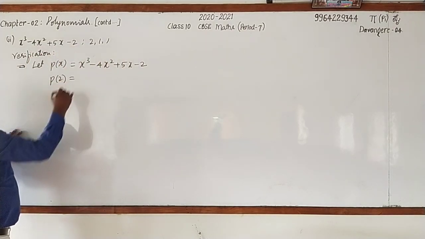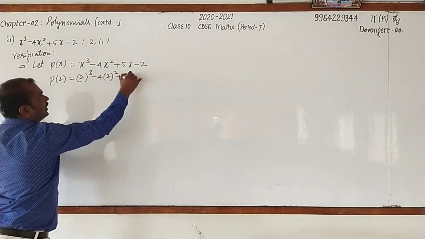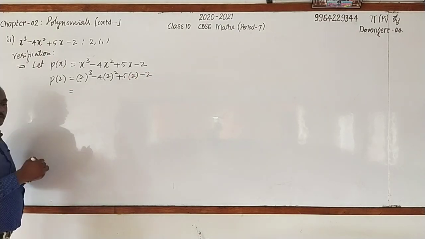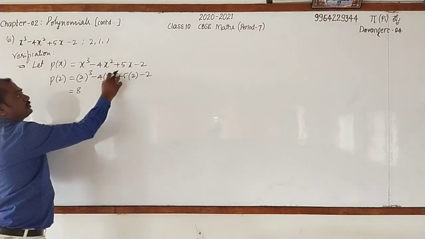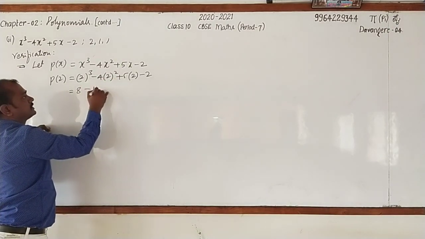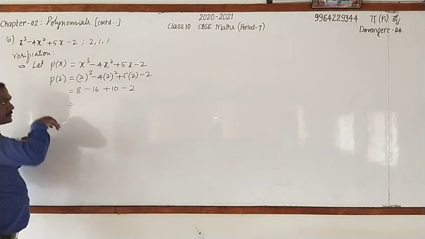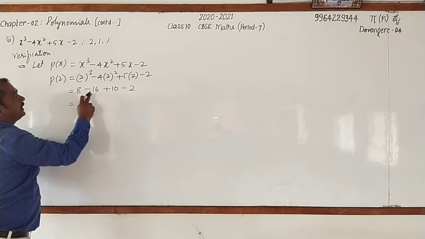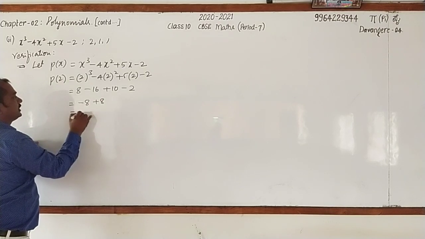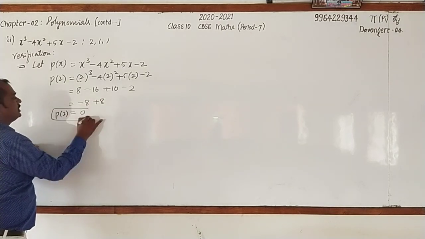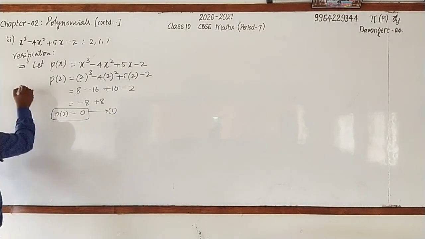P of 2. It is 2 whole cube minus 4 into 2 whole square plus 5 into 2 minus 2. What is 2 raised to the power 3? It is 8. 2 square, 4. 4 4s are 16. 5 2s are 10 minus 2. It is equal to, observe, what is 8 minus 16? It is minus 8. 10 minus 2 plus 8 get cancelled. P of 2 is equal to 0. You may call it as statement 1.